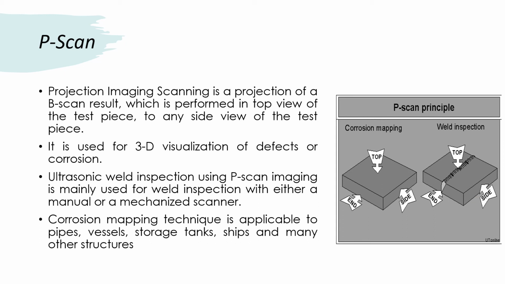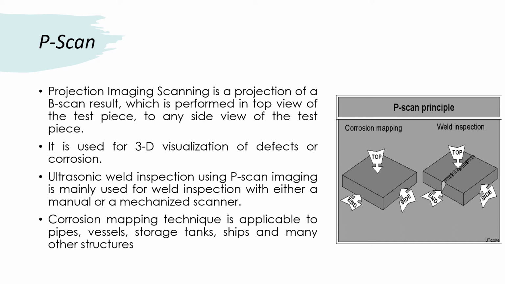Next is the P scan. Projection imaging scanning is a projection of a B scan result, which is performed in top view of the test piece, to any side view of the test piece. It is used for the 3D visualization of defects or corrosion.